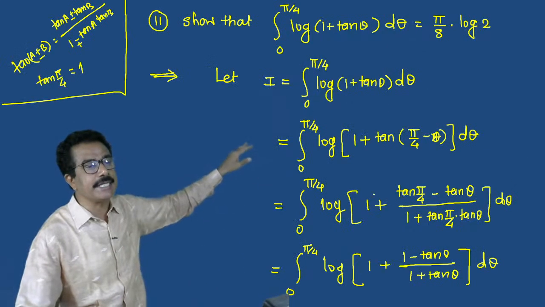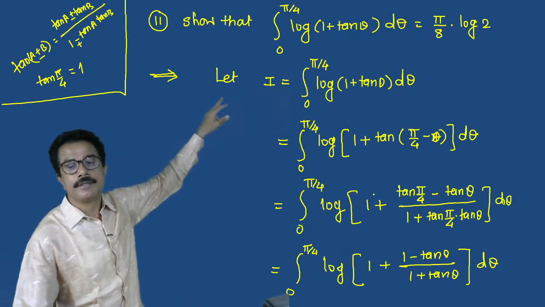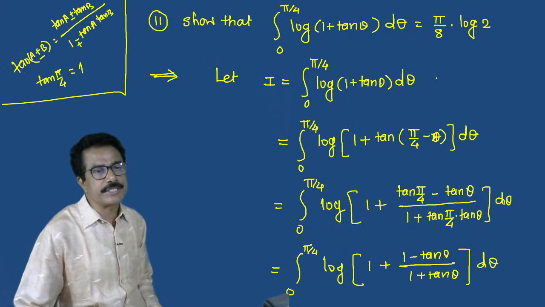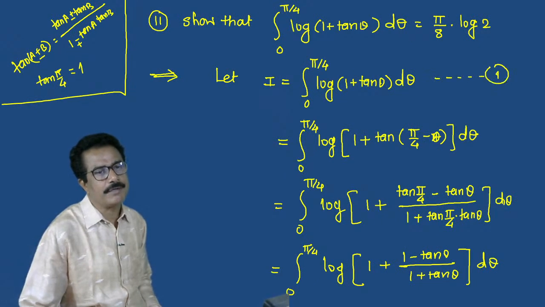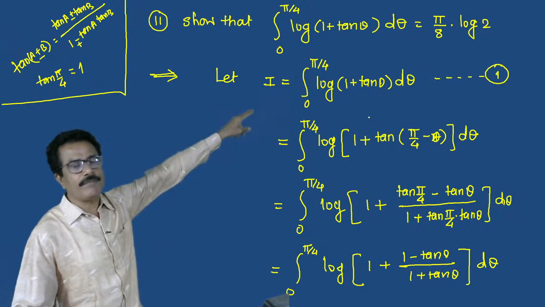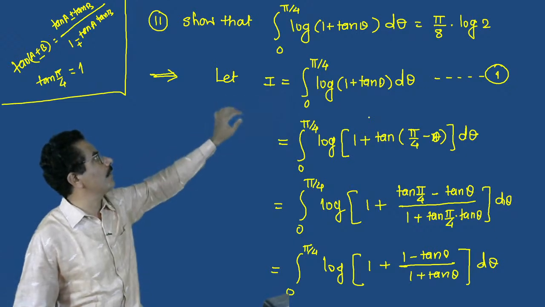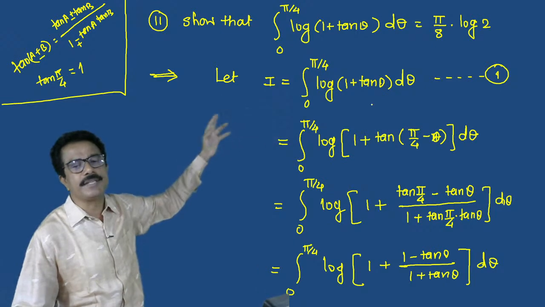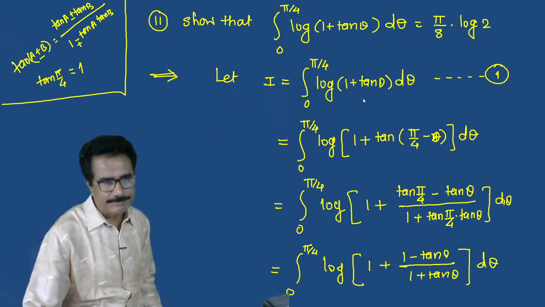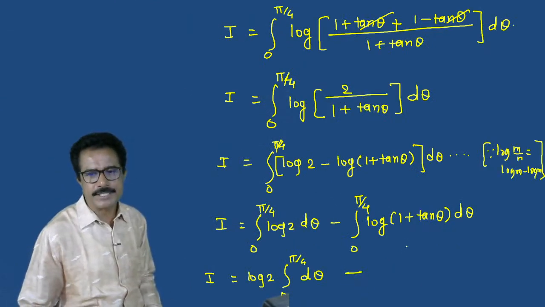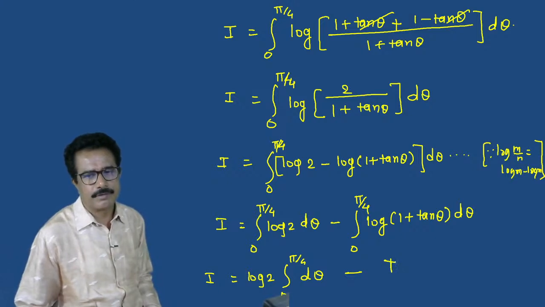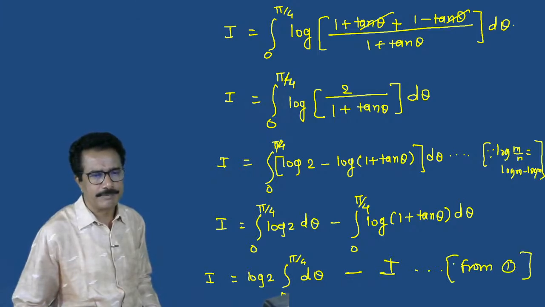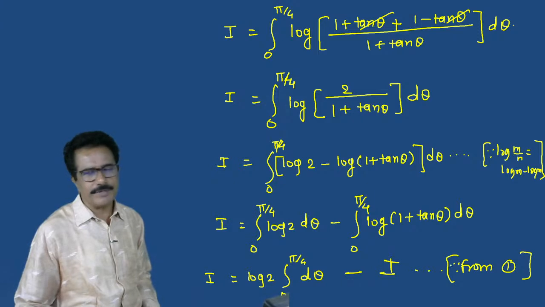means the second integral is the repetition of the main integral, that is equation number 1. So the integral from 0 to pi by 4 of log of 1 plus tan theta d theta we can replace by I. So we can replace it here with I, and we can write this from 1. Is it okay? From 1. Very good, Sainath.